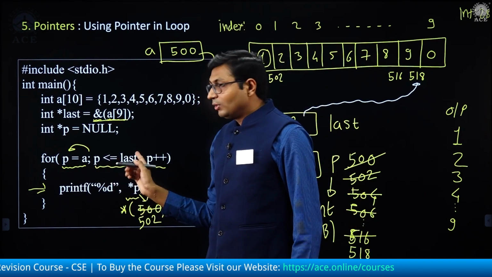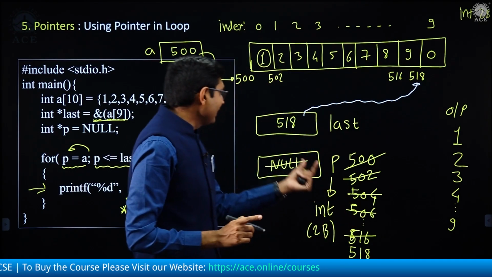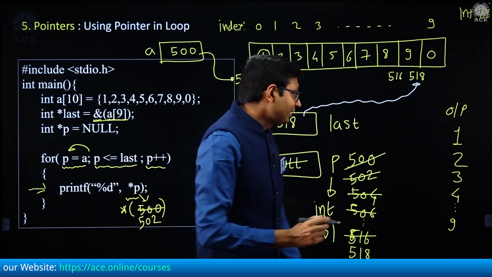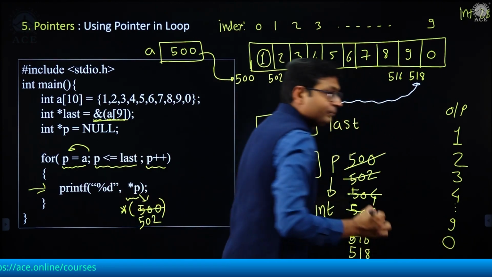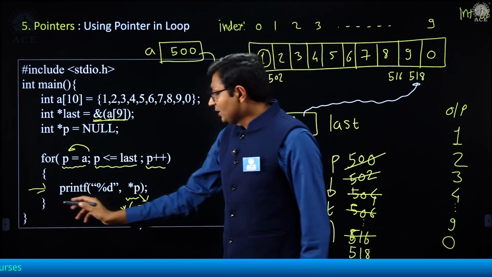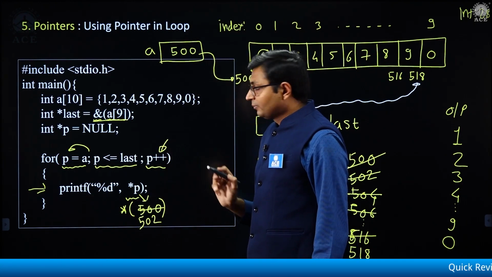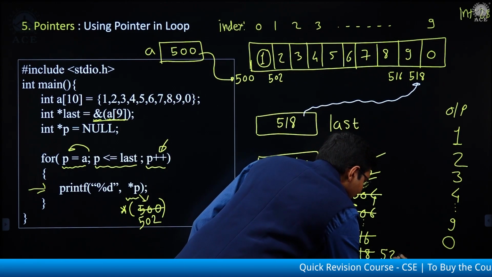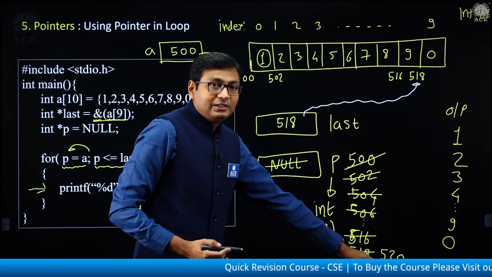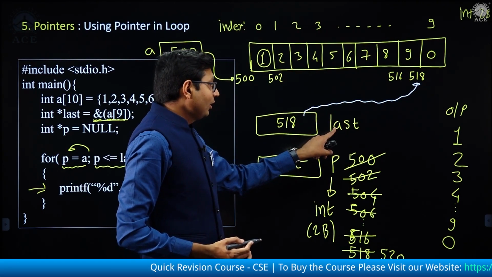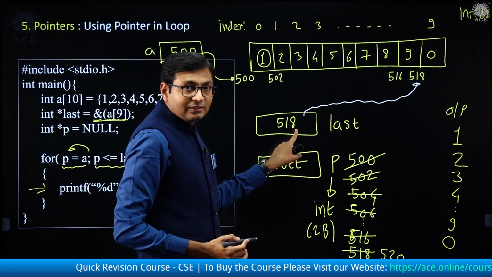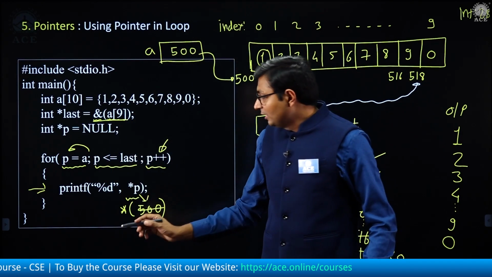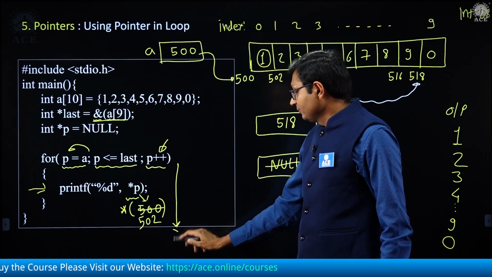518 is less than or equal to the 518. The value of last is 518. Both match. The condition is true. Again print the last value, that is 0. One more time the control will come here. P++. Now P++ becomes 520. 520 less than or equal to 518. The condition is false. And that's how the loop will break here.